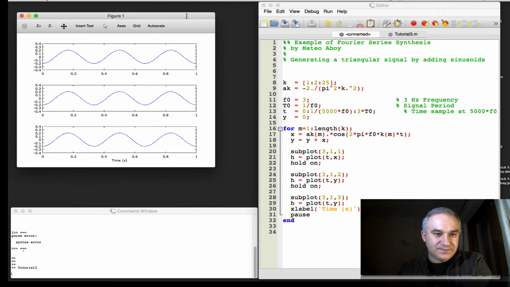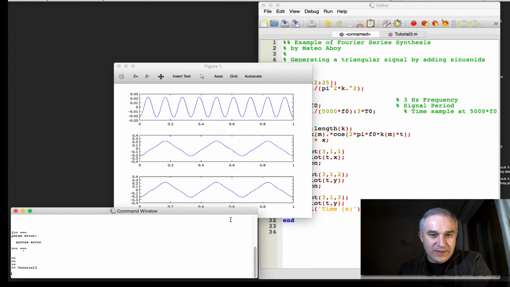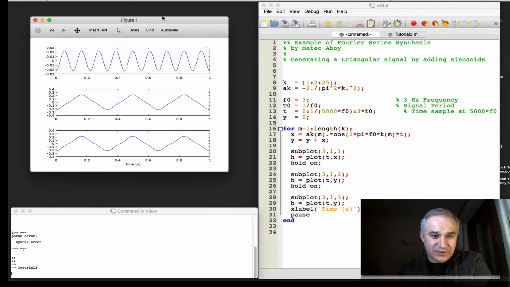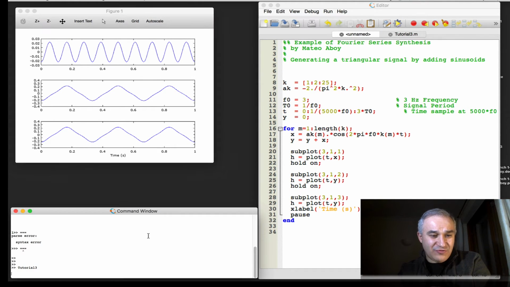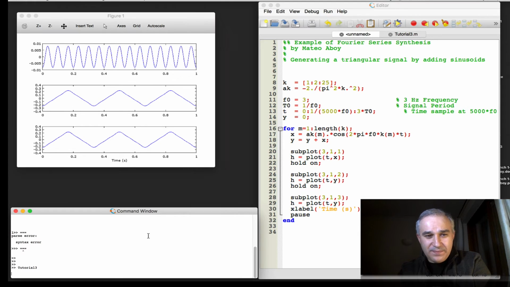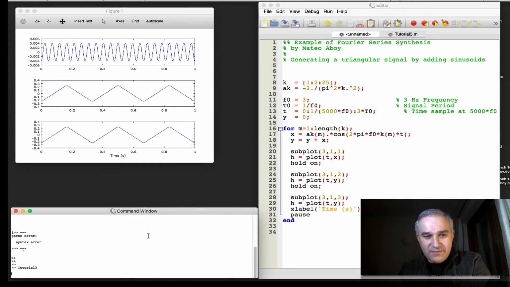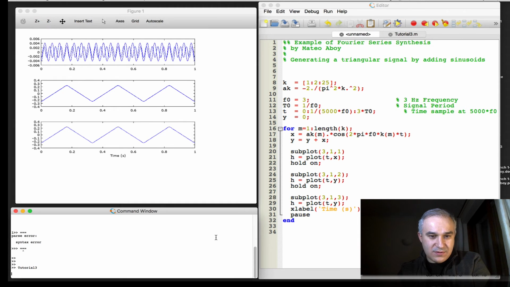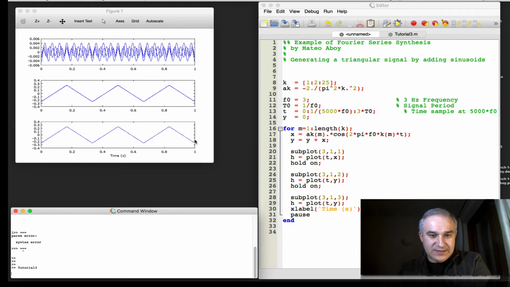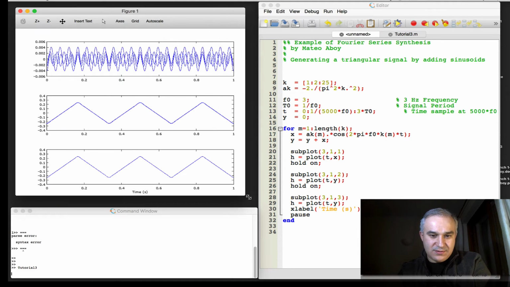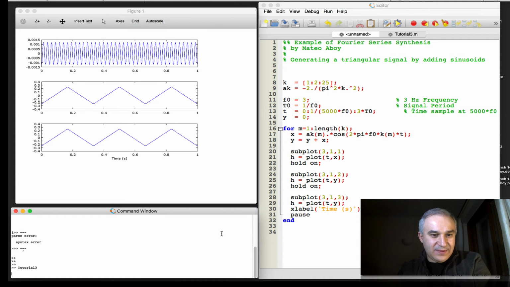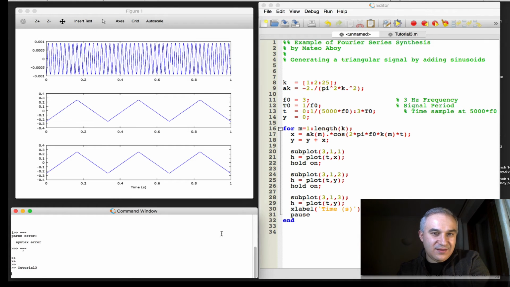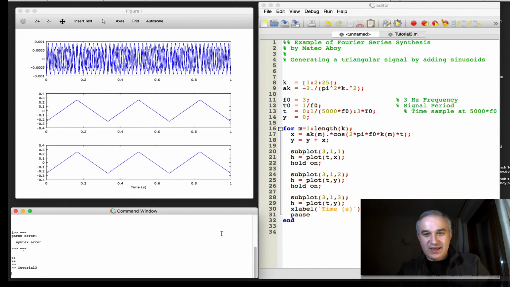Okay, so this is the first sinusoid. This is two sinusoids, and look at the result at the bottom. You see that it already starts becoming triangular. 3, 4, 5, 6, 7, 8, 9, 10. I mean, it converges very quickly in this case.